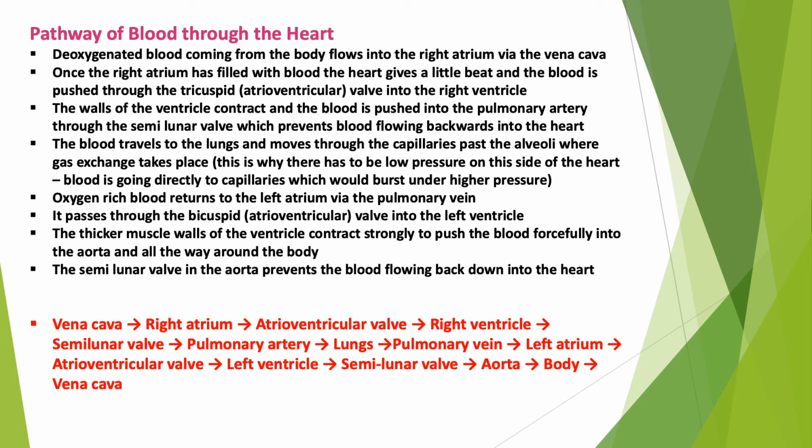Next, let's revise the pathway of blood through the heart. Deoxygenated blood coming from the body flows into the right atrium via the vena cava. Once the right atrium has filled with blood, the heart gives a little beat and the blood is pushed through the tricuspid valve into the right ventricle. The ventricle contracts and the blood is pushed into the pulmonary artery through the semilunar valve, which prevents blood flowing backwards into the heart.